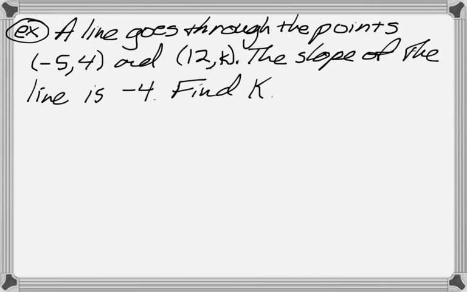Let's see what this question brings us. So we have a line through the points (-5, 4) and (12, k). We don't know what k is, but we're probably going to want to find it. The slope of the line is -4. So yes, the problem is to find k.